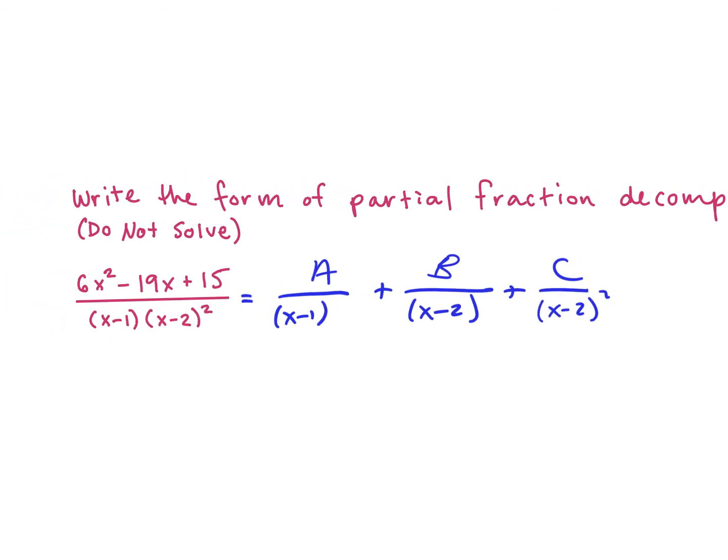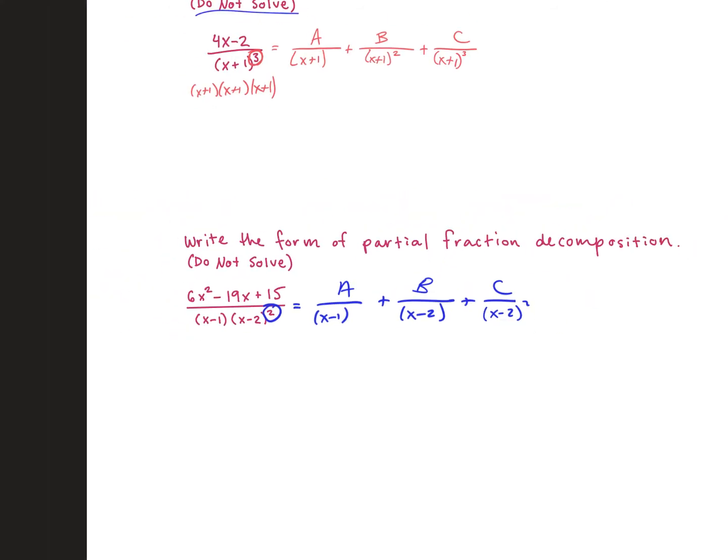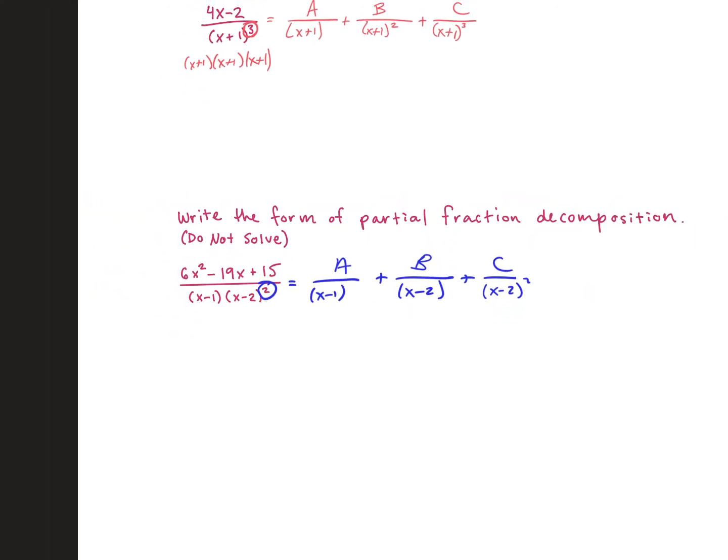Whenever you have something that's raised to a power other than 1, you write it out to the first power, then to the second, whatever it goes to. If it goes to the 8th, you'd have first, second, third, fourth, fifth, sixth, seventh, eighth. Does that make sense? Okay, any more on this one?